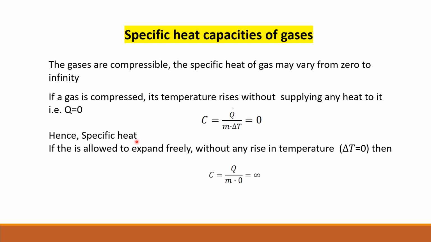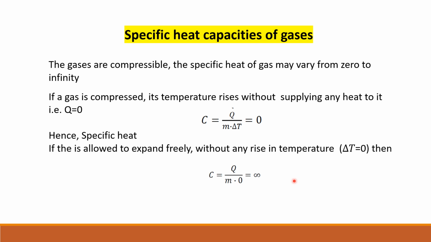If we allow the gas to expand freely, there is no rise in temperature. So when we allow the gas to expand, the temperature rise is 0, so del T equal to 0. We substitute del T equal to 0 in this equation, C equal to Q by 0, anything by 0 is infinity. So specific heat equal to infinity. So the specific heat value varies from 0 to infinity while changing the pressure and volume.